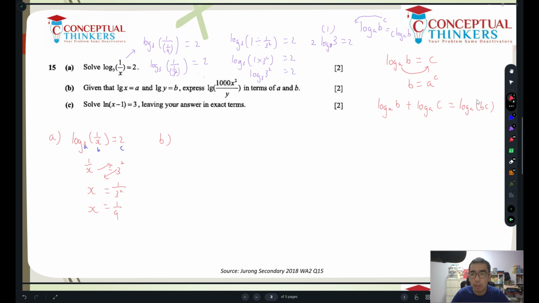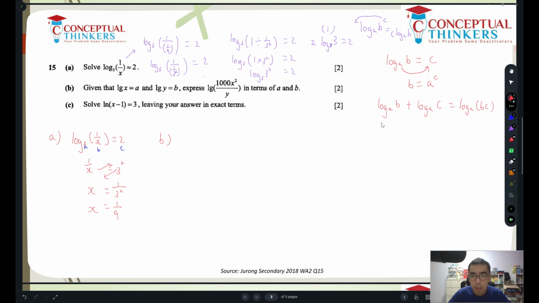So what I mean is, if I give them log a with a bracket bc, they may have difficulty to actually recall log base a b plus log base a c. So when you try to understand and memorize some of the rules, try to do the reverse also, so that it helps you to be able to capture this kind of question.